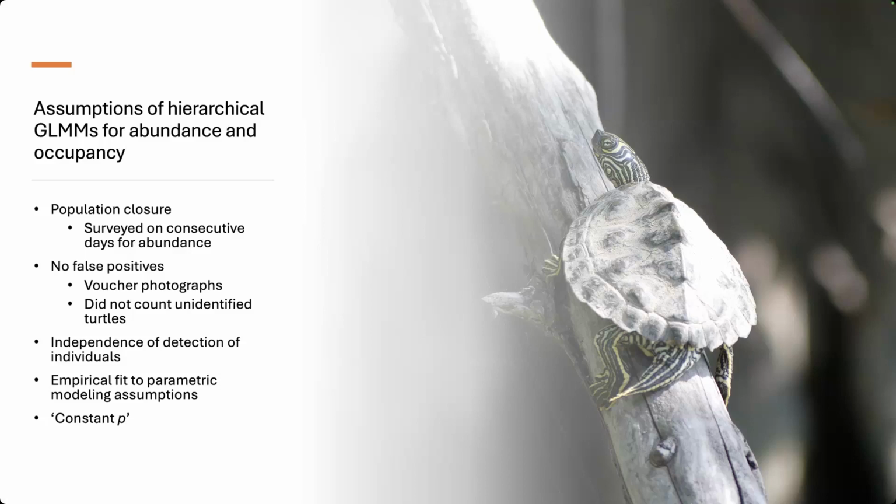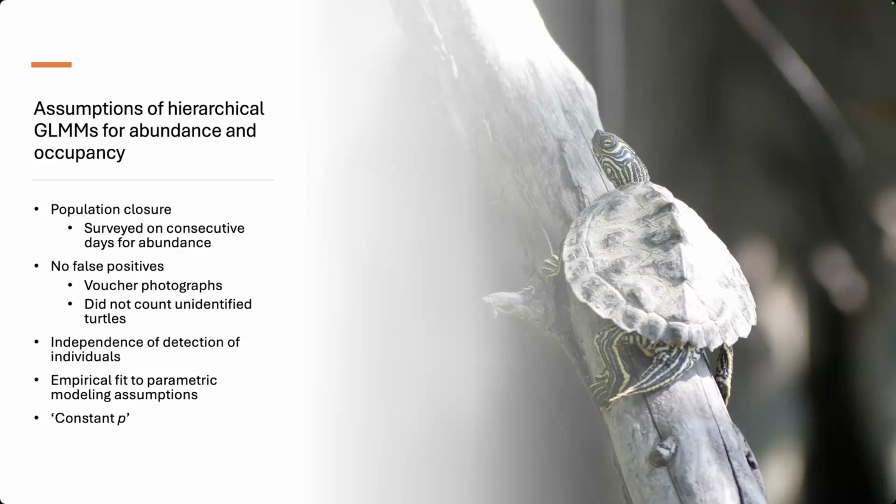Also, independence of detection of individuals is extremely important, and this is probably where we violated the assumption most heinously because, as it turns out, these turtles are extremely gregarious, extremely social, and we see them mostly in groups. So that clearly violates this. On the other hand, you can account for this somewhat by fitting our distribution with a negative binomial distribution, which essentially accounts for over-dispersed or clumped data.